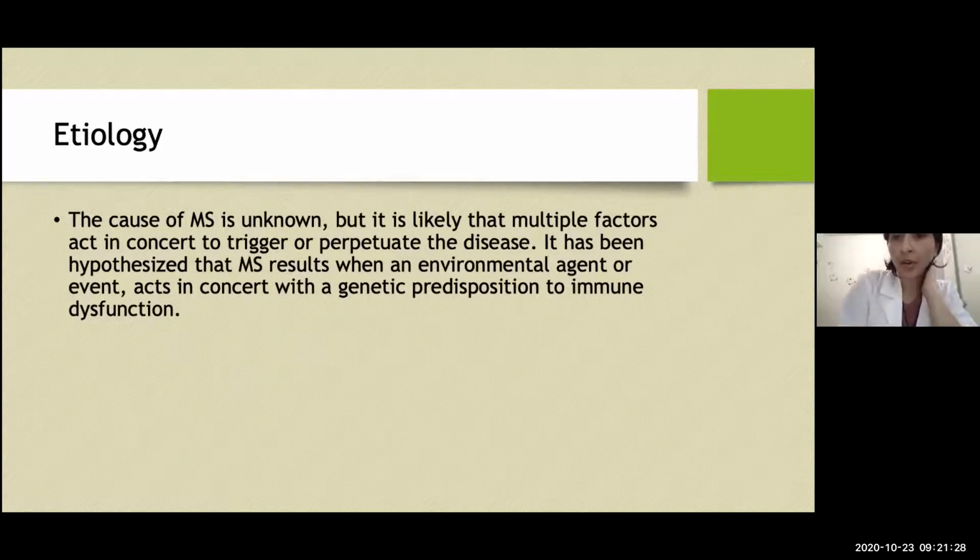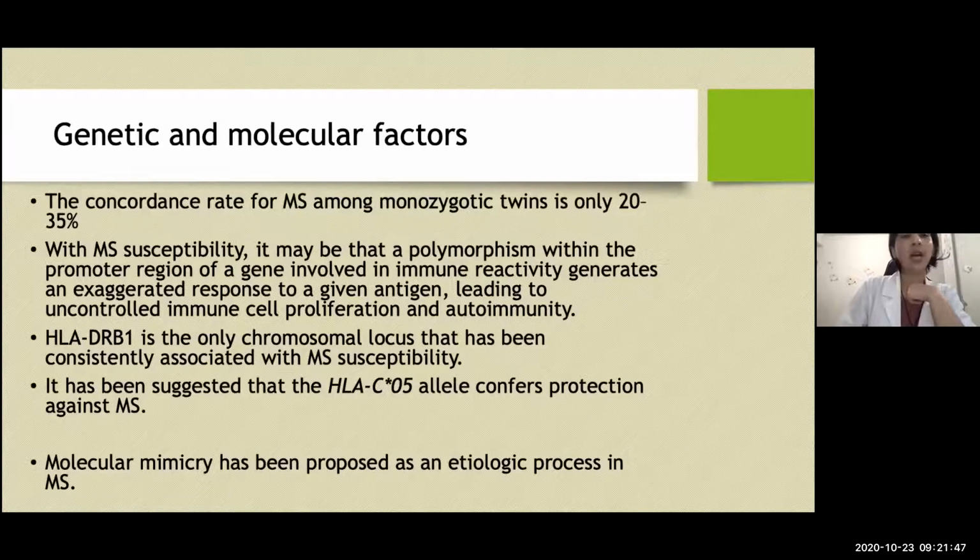So the etiology for the disease, the exact cause is not known, but it's believed that genetically susceptible people encounter some kind of environmental trigger, like bacterial or viral infections, like EBV, cigarette smoking, and low vitamin D levels that trigger the immune response against the myelin antigen, perpetuating the disease. So the genetic and molecular factors. Concordance rate in monozygotic twins is 20 to 35% and suggests genetic factors have modest effect. First degree family members like children or siblings of patients with MS have a 7-fold increased risk of developing MS, but still it's just 2.5 to 5% risk overall.